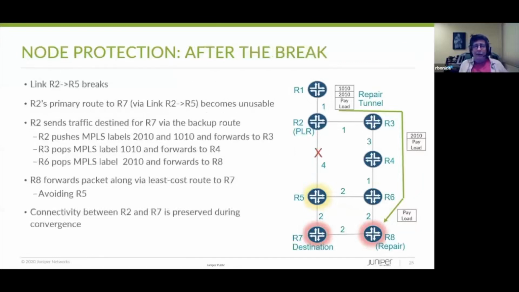And here's an example of what happens after the break. This is exactly what I talked about a couple slides back. R2 pushes 2 labels on the packet and sends it through the repair tunnel to R8.